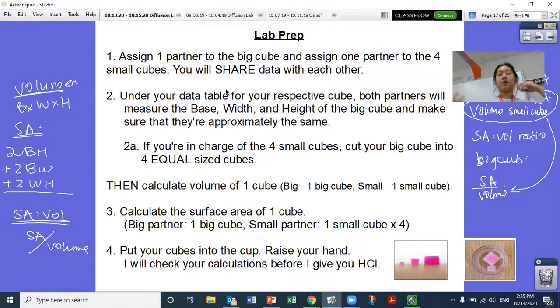So lab prep, I'm not going to actually have y'all do this, but you do need to keep in mind that, remember, volume is base times width times height. And then surface area for rectangular prisms is 2 times each of the faces all added together. And so we're going to be finding surface area to volume ratio at the very end to kind of compare the diffusion rates.